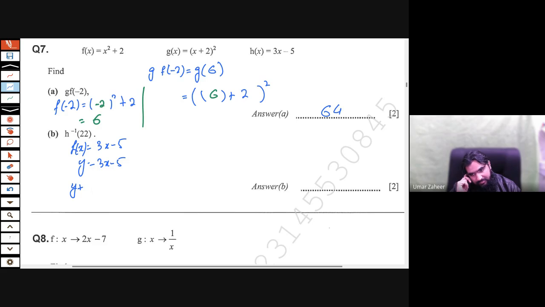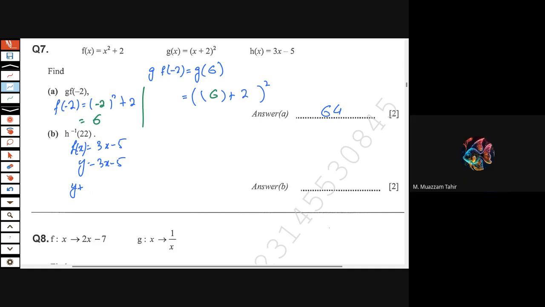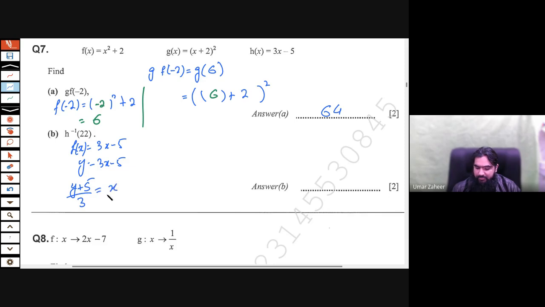Yes, Mozam, what do we have to do next? y plus 5 is equal to 3x. Then x equals y plus 5 over 3, we divide. Okay, now replace y with x and x with h inverse of x.